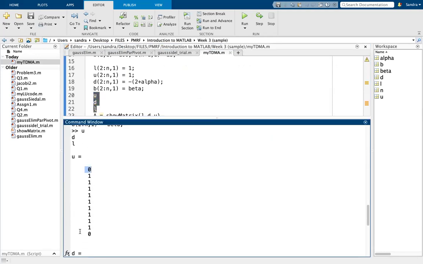Okay, U is 0, 0, and the rest of the entries are 1. For the diagonal entries, it is 1. Now this is minus 2 plus alpha. The last entry is also 1. And for the lower diagonal, 0, 0, and the in-between elements are 1s.